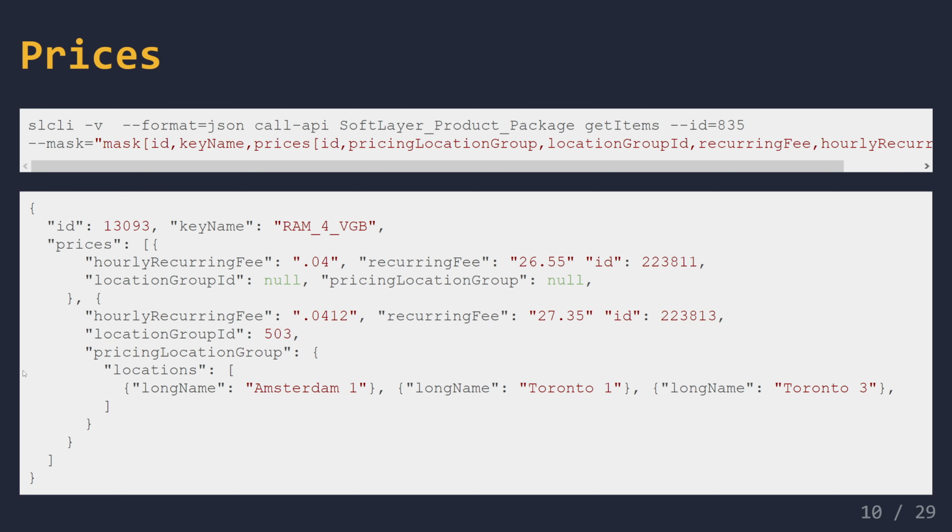All right, now let's dive into prices of items. So we've talked about packages. Packages have items in them. Items have prices, and prices is what you need to send into the API when you're doing an order. And this is getting down to the actual IDs and stuff.